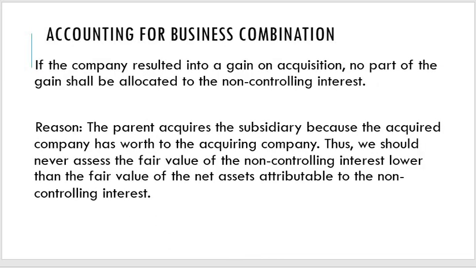So, if the combination resulted in a gain on acquisition, no part of the gain shall be allocated to the non-controlling interest. The reason behind that is the parent acquires the subsidiary because the acquired company has worth to the acquiring company. Thus, we should never assess the fair value of non-controlling interest lower than the fair value of the net assets attributable to non-controlling interest. We shall be emphasizing that later in the given illustration.